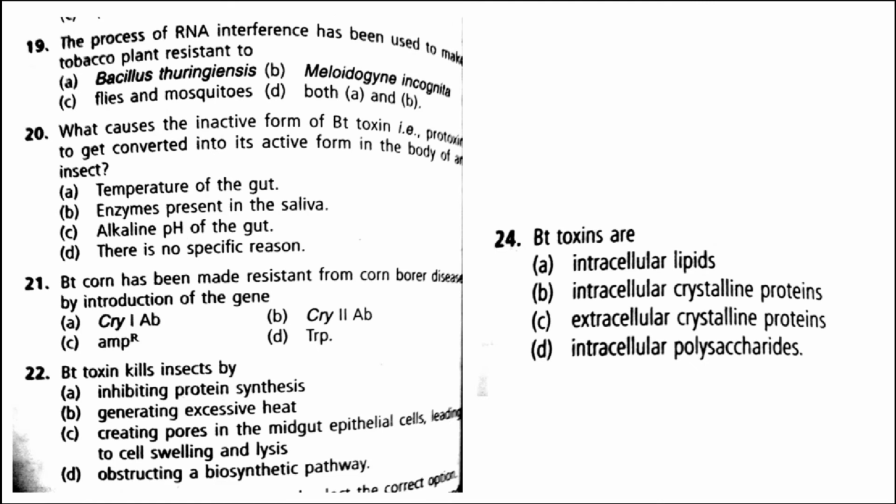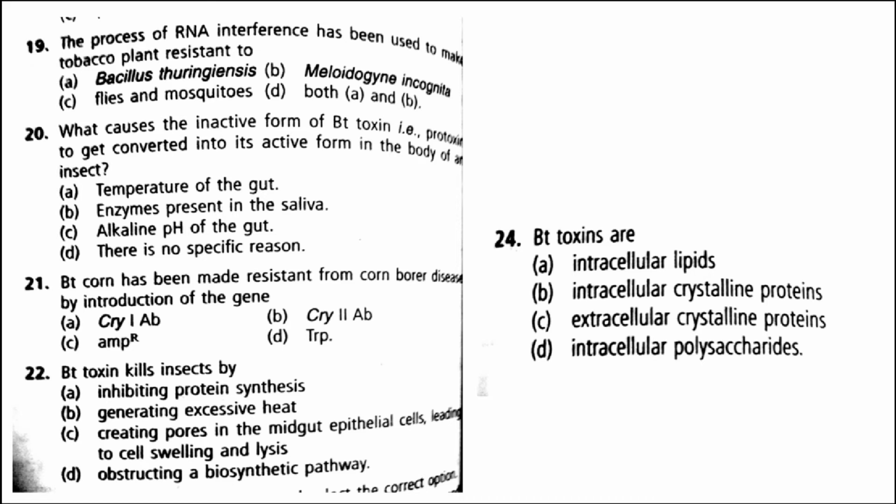Next, the process of RNA interference has been used to make tobacco plant resistant to A. Bacillus thuringiensis, B. Meloidogyne incognita, C. Flies and mosquitoes, D. Both A and B. Here the answer will be option B.